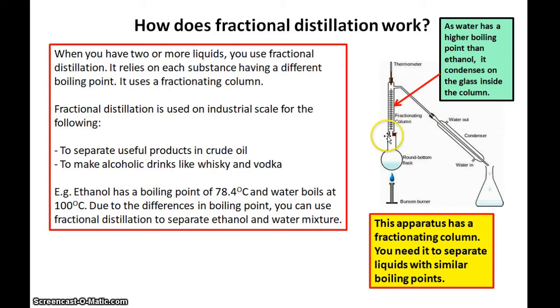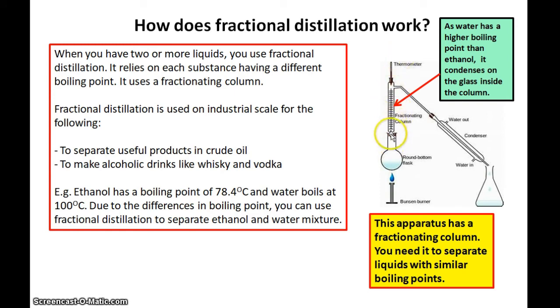And with fractional distillation, you have a fractionating column where the magic happens. Now, this is water and ethanol in this case. As water has a higher boiling point than ethanol, it condenses on the inside of the column. So this is the fractionating column. When both liquids boil, ethanol and water, they will rise up the fractionating column because they're turning into a gas.